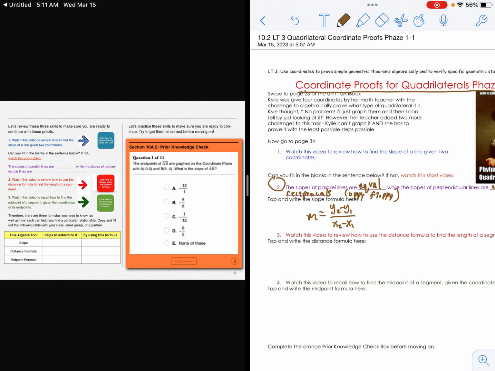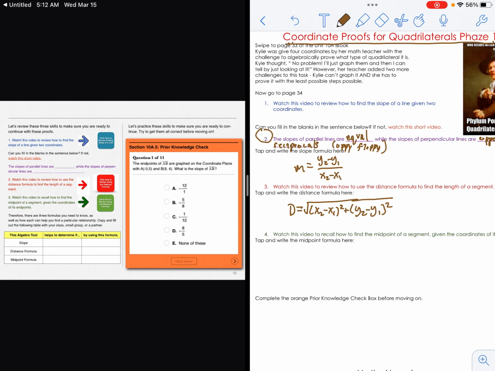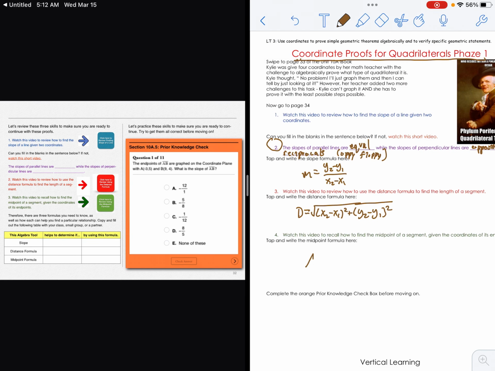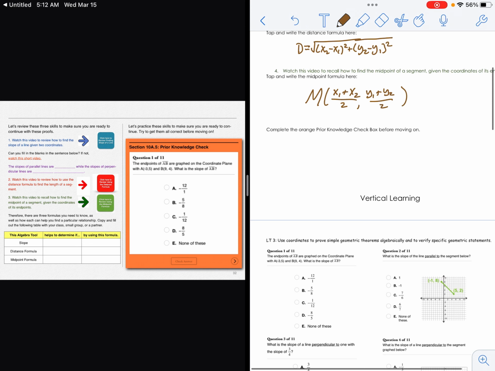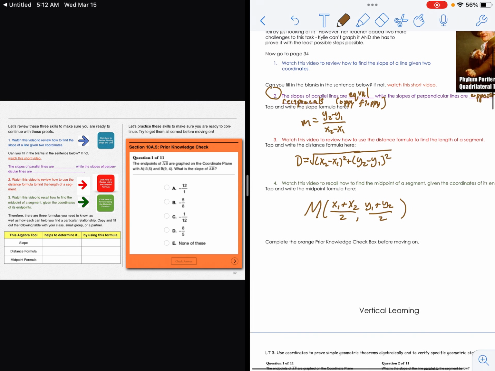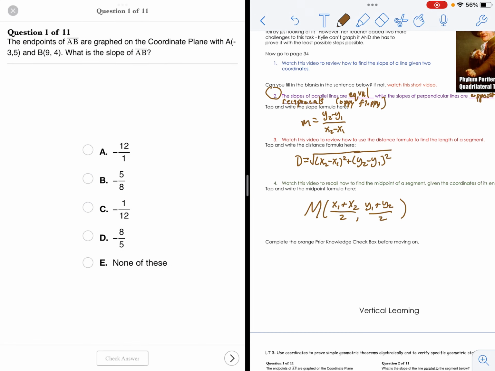Alright, this one's about the distance formula. Remember, right here is the distance formula. And then the midpoint is right there. Alright, so these are three famous formulas, and we're going to use them.